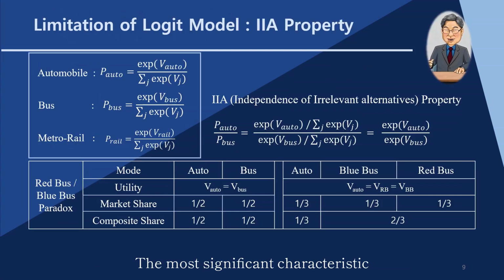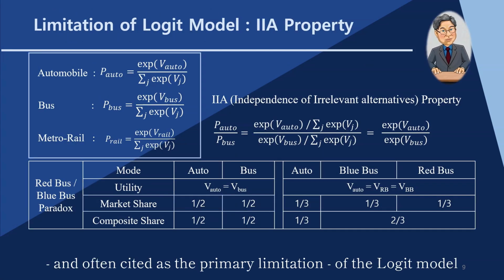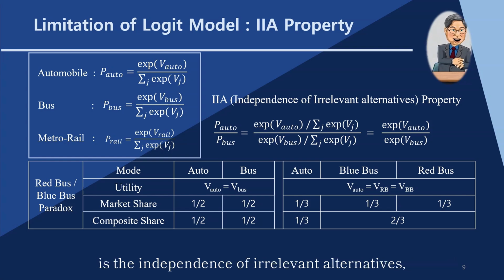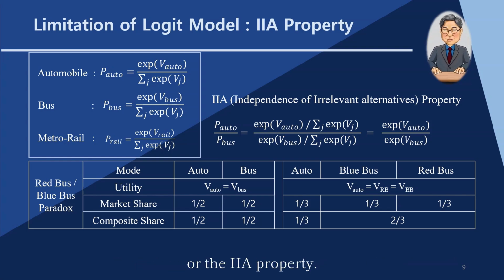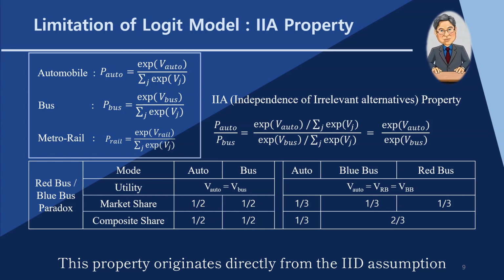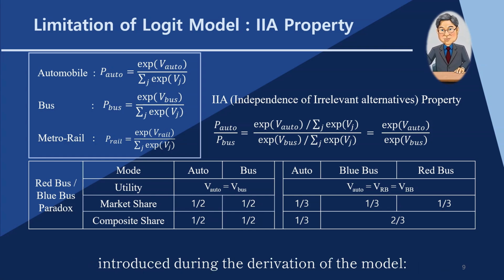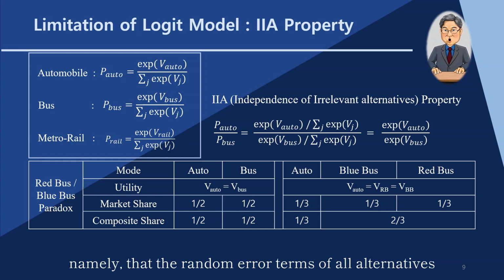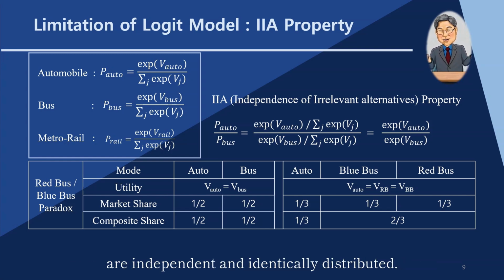The most significant characteristic, and often cited as the primary limitation of the Logit model, is the independence of irrelevant alternatives, or the IIA property. This property originates directly from the IID assumption introduced during the derivation of the model, namely that the random error terms of all alternatives are independent and identically distributed.